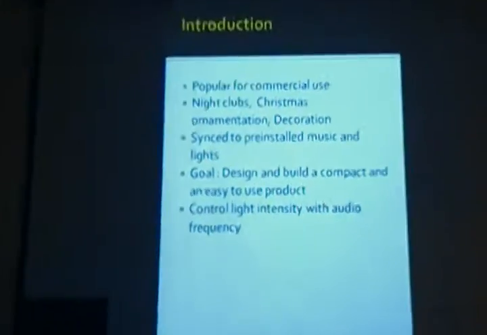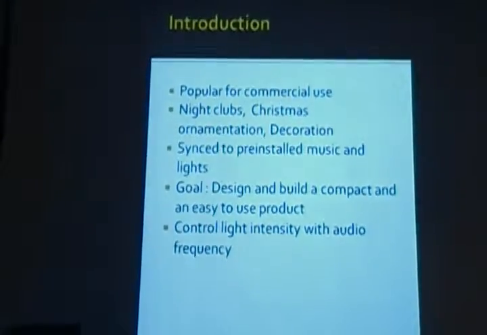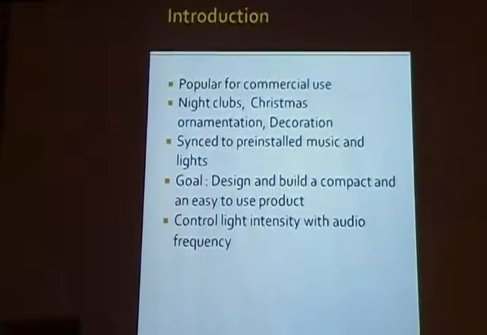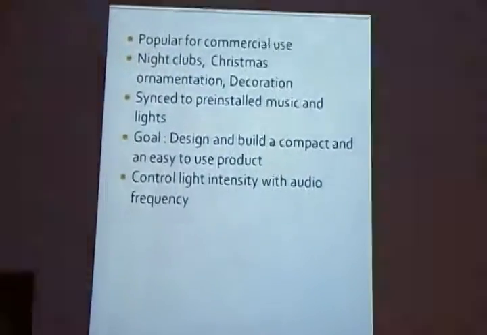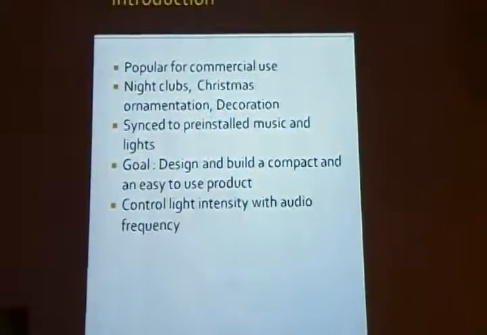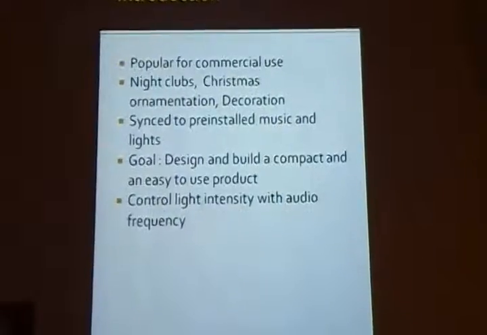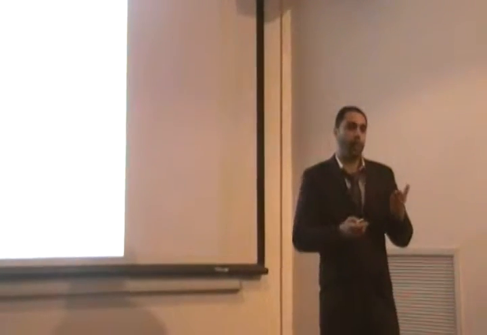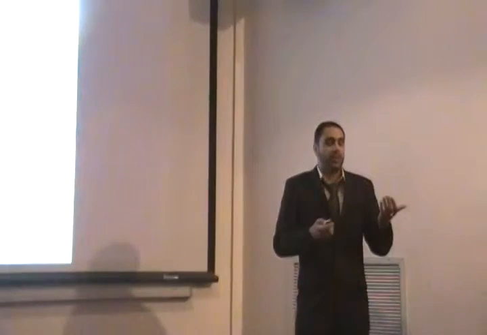Musical lights or dancing lights are popular because of their commercial use in nightclubs, parties, and Christmas lighting. The products out in the market right now have one thing in common: the lamps in them turn on and off based on a pre-program that's already installed in them. For example, a light is supposed to just turn on for 2 seconds and then turn off.